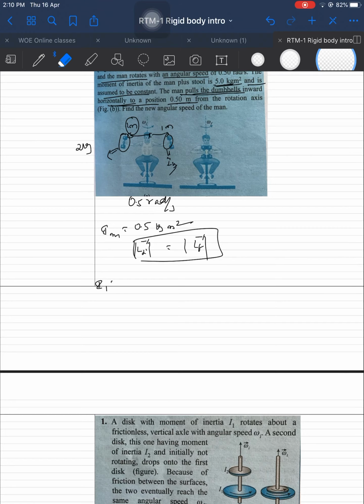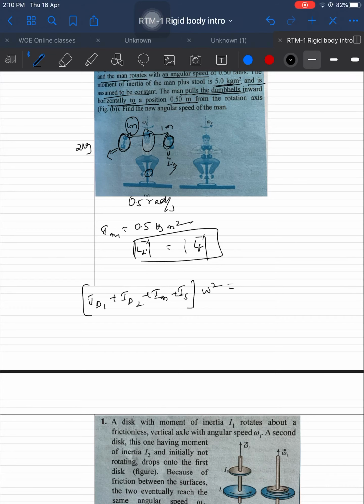I1 omega. How many objects are here? If you see carefully, man, 2 dumbbells and stool, 4 objects are there. Initially all bodies are rotating with the same angular velocity, so (I dumbbell 1 plus I dumbbell 2 plus I man plus I stool) into omega initial. Finally also, (I dumbbell 1 final plus I dumbbell 2 final plus I man plus I stool) into omega final.